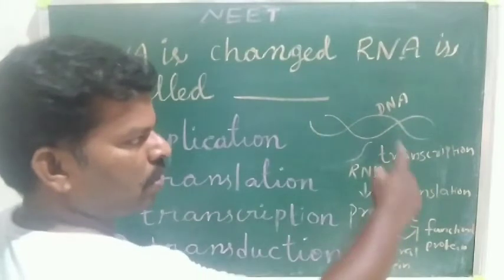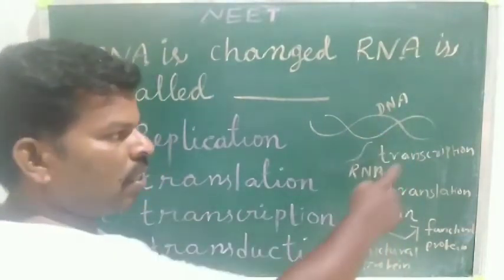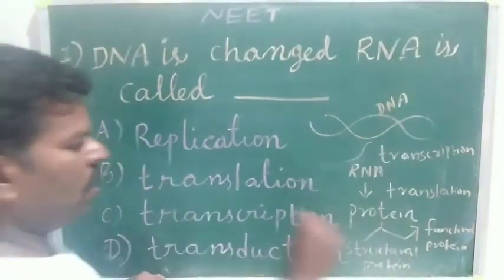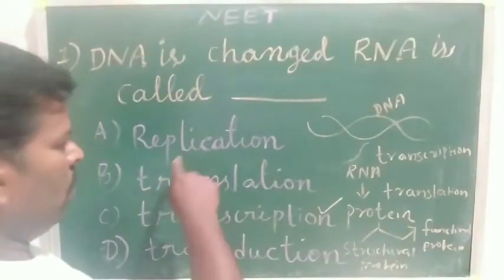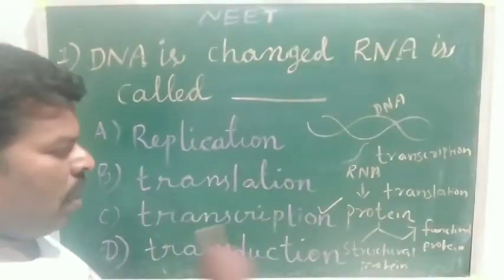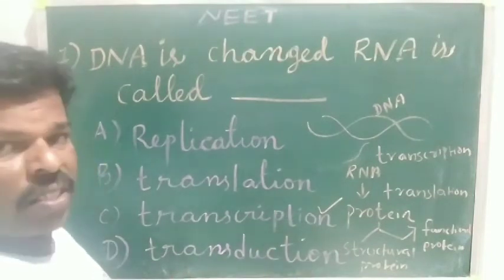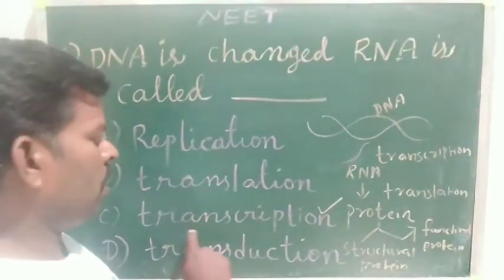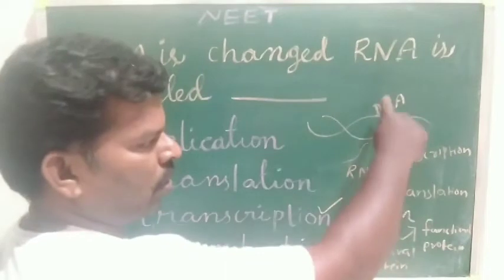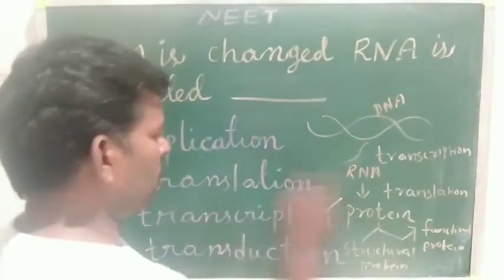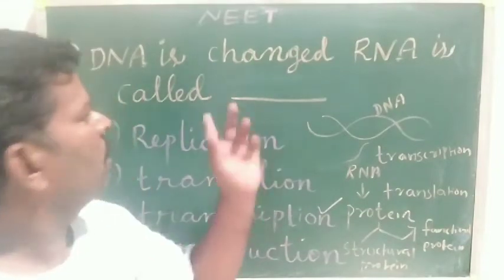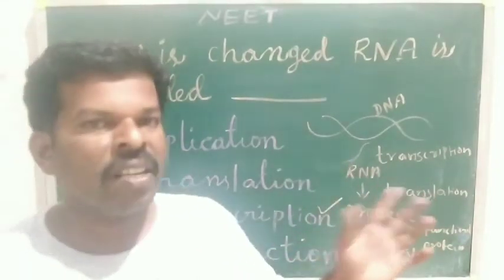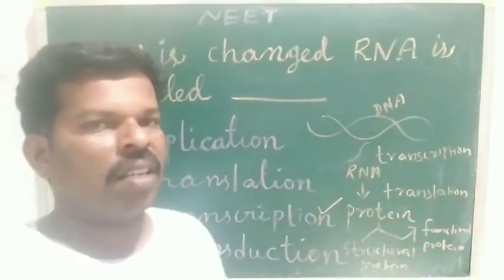Transcription, DNA to RNA is transcription. The answer is C, the correct answer. The options were replication, translation, transcription and transduction. The answer is transcription. DNA to RNA is transcription. Answer is C. Understand? They ask various questions on transcription and translation.